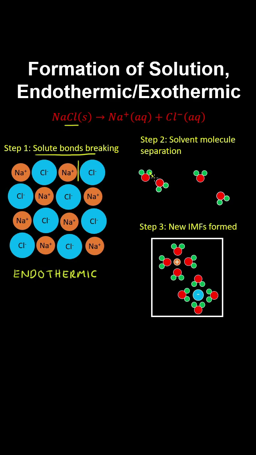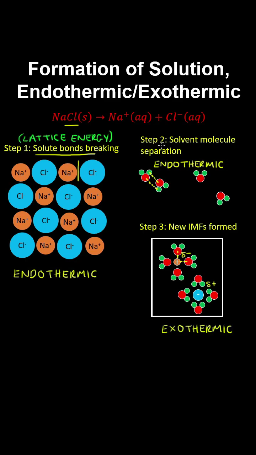Now step 2 involves the separation of the solvent or water molecules, and energy is required to weaken the intermolecular forces to make room for ions to react with the water molecules. So here energy is input into the system. Now in step 3, new intermolecular forces are formed between the water molecules and the ions, being ion-dipole interactions. So therefore energy is expelled to the surroundings, and this step is exothermic. And step 1 is called the lattice energy, and steps 2 and 3 are called the hydration energy. And the hydration energy is greater than the lattice energy, so therefore the net process is exothermic.